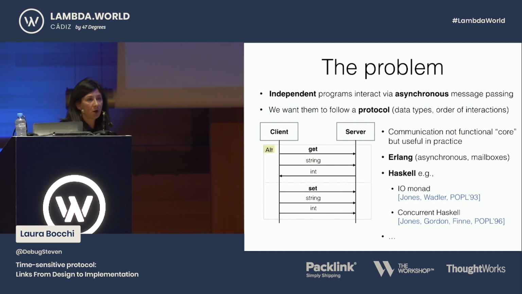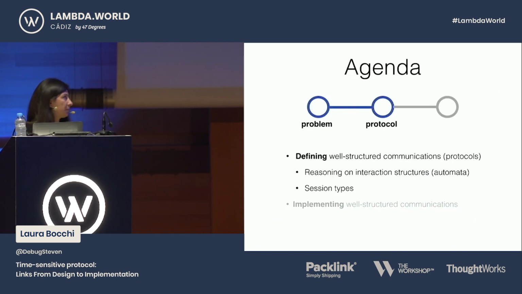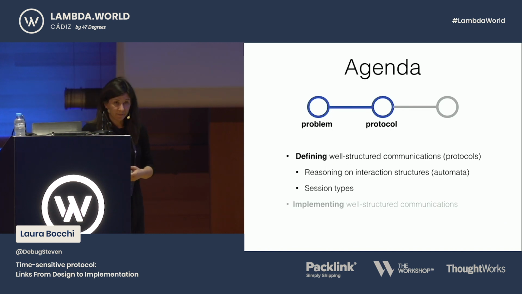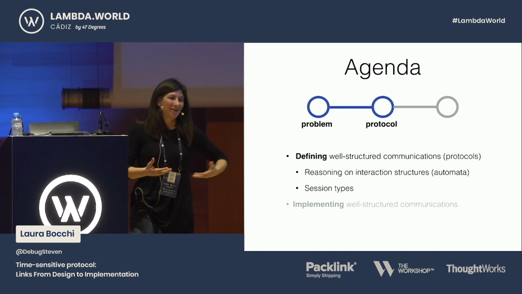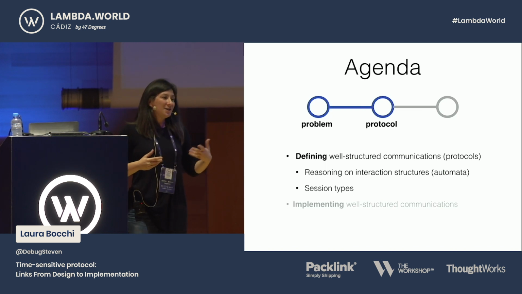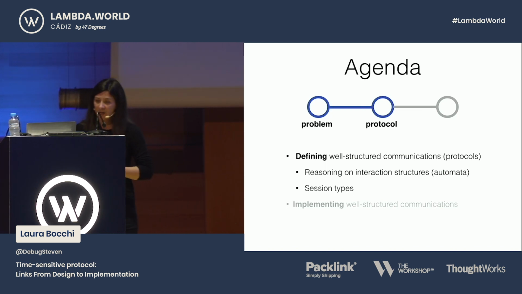Communication is not a core aspect of the functional paradigm, but it is useful in practice. In fact, I think most functional programming languages have primitives for communication or libraries that address this aspect. So we will address the problem in two steps. First, we will be looking at protocols. We will be looking at defining communication protocols that are well structured. And when I say this, I implicitly say also that you may define protocols that are not well structured, that are bad.